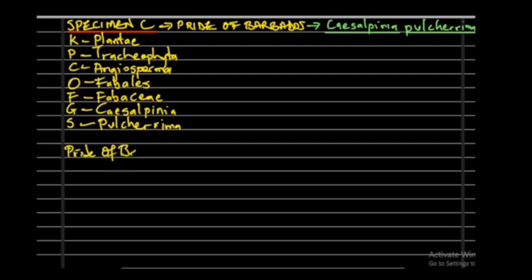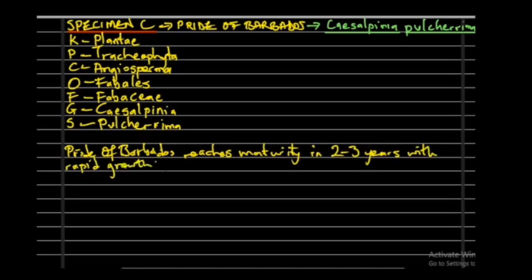Pride of Barbados reaches maturity from seedling in 2 to 3 years, with a rapid growth period at about the 5th to 6th month.